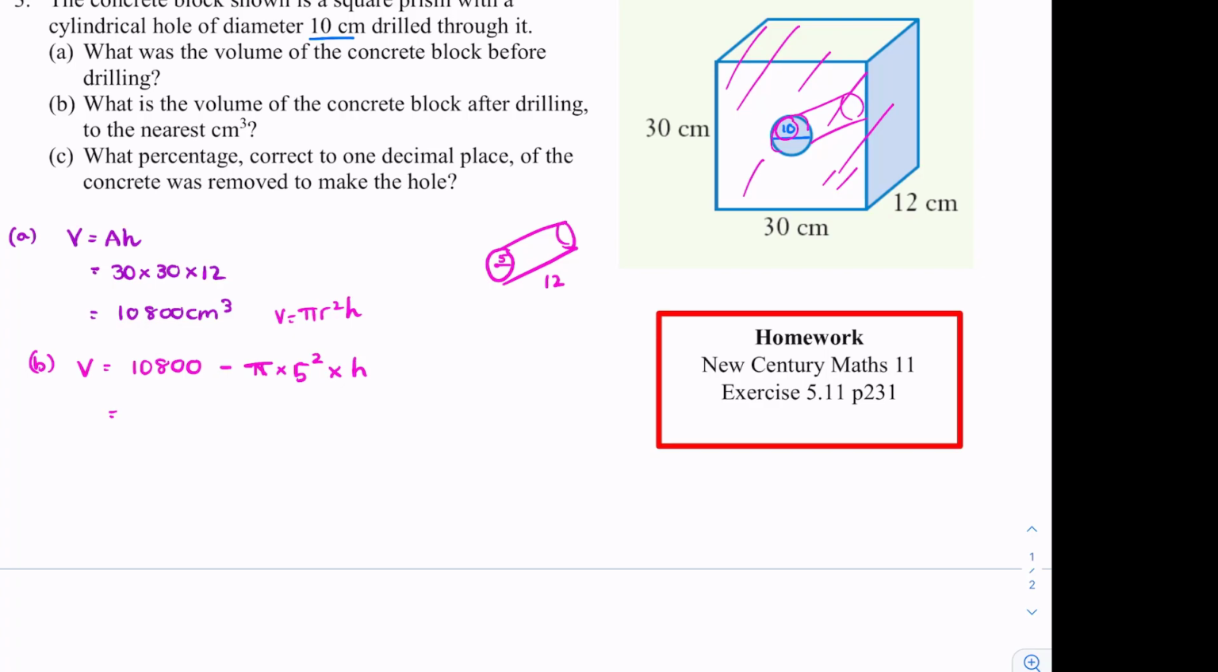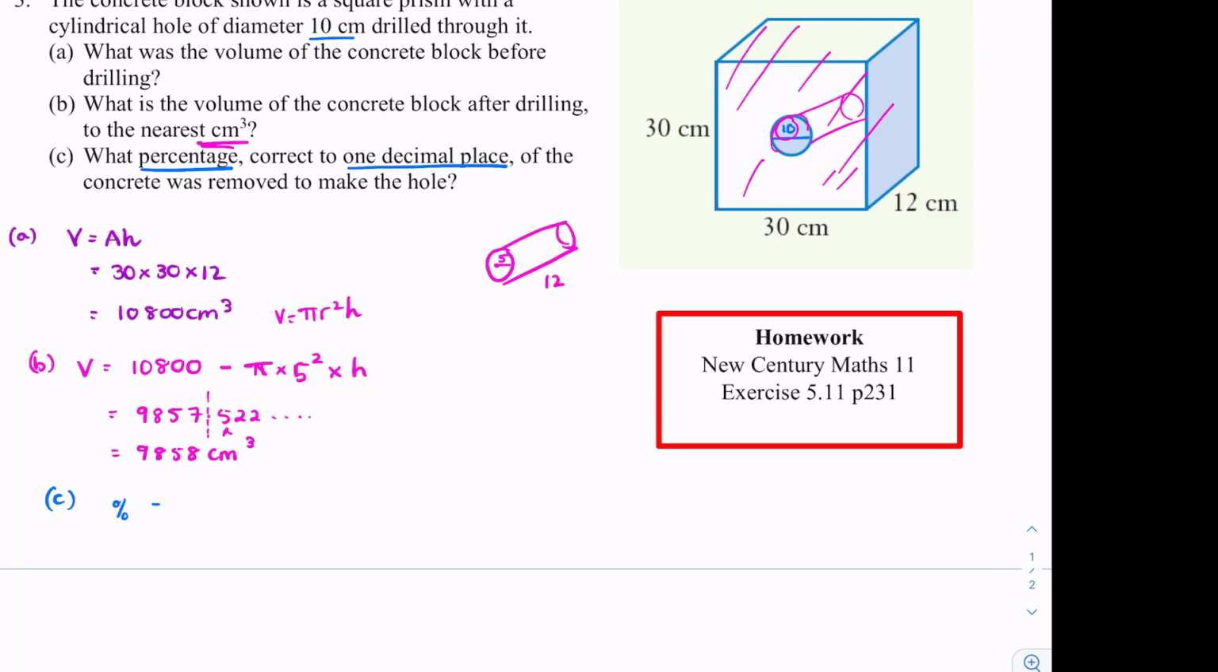So if I pick up my calculator, I get 9,857.522 and so on, which is 9,858 centimeters cubed, correct to the nearest centimeter. So I wanted the nearest centimeter. There is my cut. I look here, that's a 5, so I need to round up. So lastly, part C says, what percentage, correct to 1 decimal place, of the concrete was removed to make the hole? So it's telling you what to do.